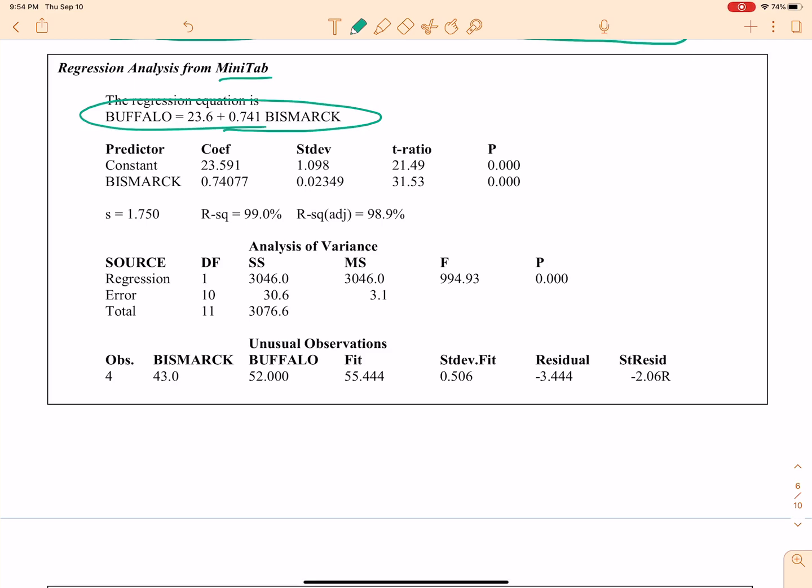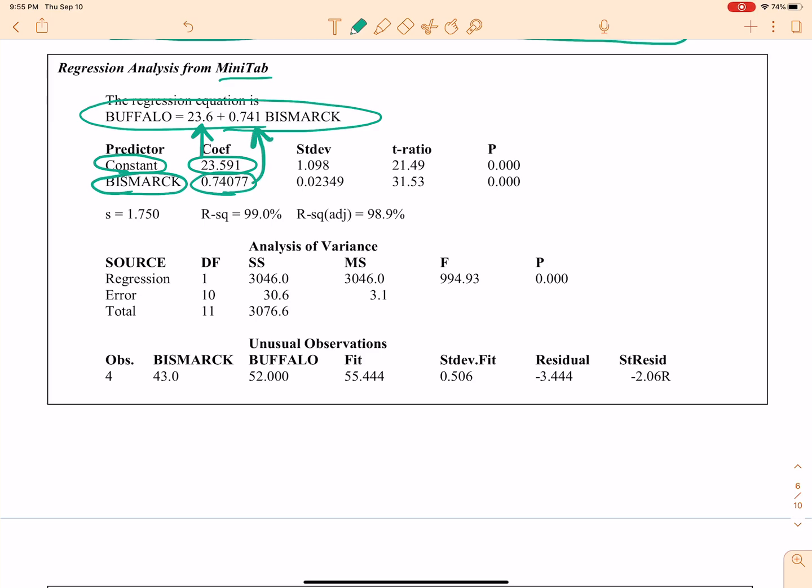All right. So they do word things a little differently. This time they call the y-intercept the constant, which makes sense because in the equation it is the constant value, and they give you the coefficient right here. And then Bismarck, of course, is still my explanatory variable, so slope is still associated with it. So that goes right there.